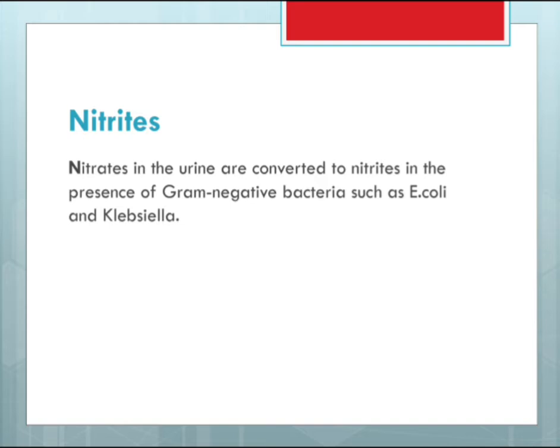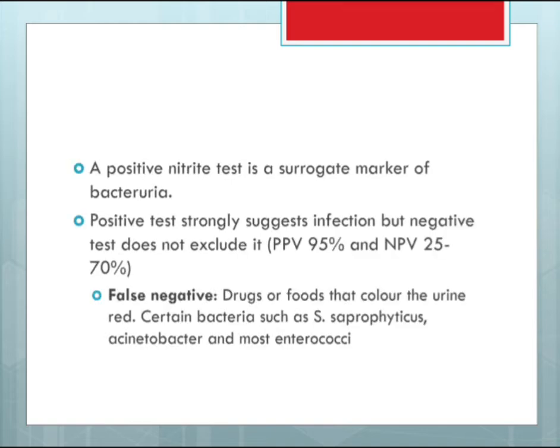Nitrates. Nitrates in the urine are converted to nitrites in the presence of gram-negative bacteria such as E. coli and Klebsiella. A positive nitrite test is a surrogate marker of bacteria. Positive test strongly suggests infection, but negative test does not exclude it. False negative may be due to drugs or foods that color the urine red. Certain bacteria such as S. saprophyticus, Acinetobacter, and most enterococci.